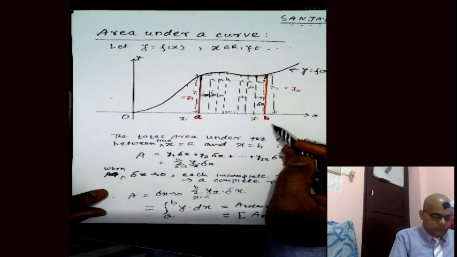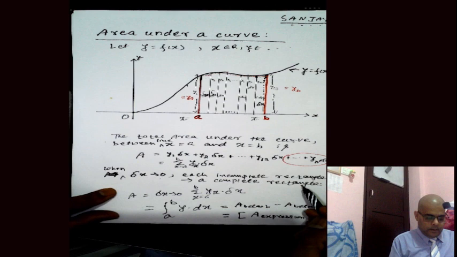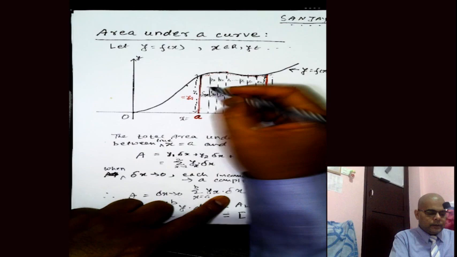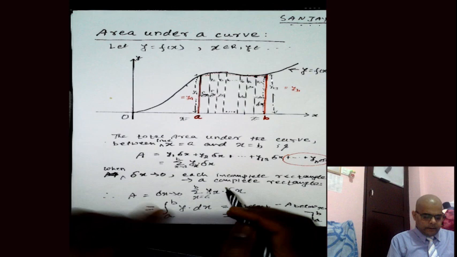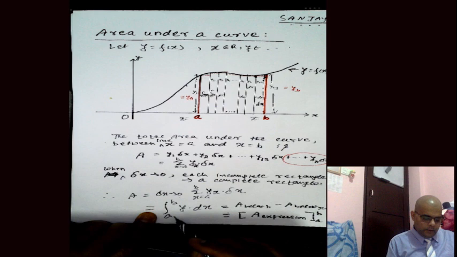So therefore, we can say that when delta x tends to 0, each incomplete rectangle tends to a complete rectangle. And therefore, as delta x tends to 0, you can write in general the height of the rectangle is y, or f(x), and the width of the rectangle is delta x. So the summation of this, you can take it here. And as delta x tends to 0, the area will be given by the integration of the given function y equal to f(x) between the lower limit x equals A and the upper limit x equals B.